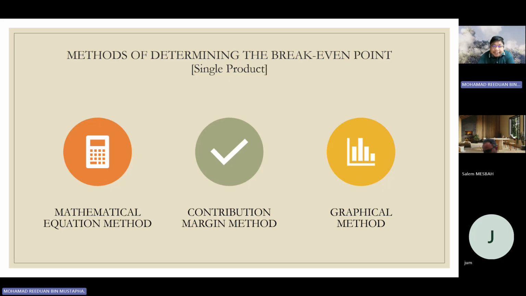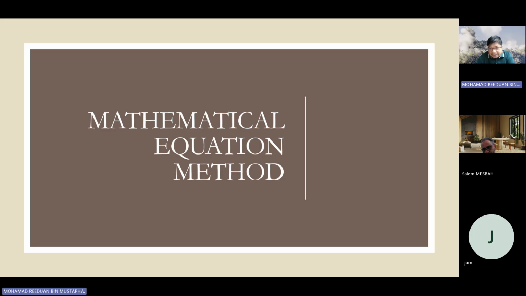Now, we resume from the beginning of how to calculate break-even points. We have three methods: the mathematical equation method, the contribution margin method, and the graphical method. With the graph, you plot the graph and then you can get the break-even point. Just now it was a bit confusing because when I explained the mathematical equation, I gave the answer for the contribution margin method. So now we go back to the mathematical equation method.